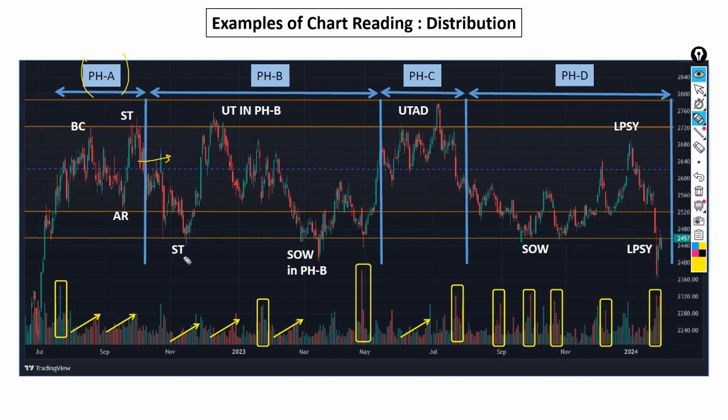Entering phase B, here also we have multiple nomenclatures. We see upthrust action, secondary test, sign of weakness. Again, an upthrust is a temporary commitment above the trading range, and see the characteristics, how the prices are immediately rejected, entering into the upper area of the trading range. And right from the upper range of the trading range, straight down into the lower area of the trading range, which forms the sign of weakness.